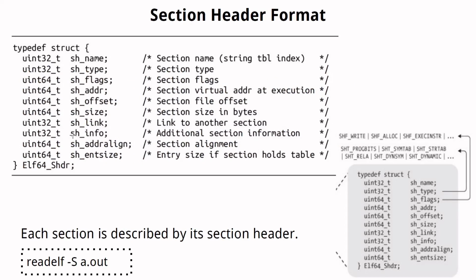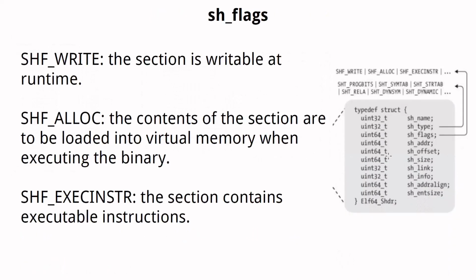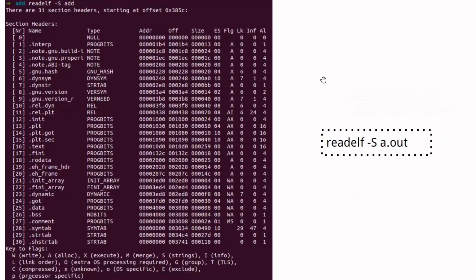So this is the section header format. You can see that there is a section name, section type, some flags, section virtual address, and so on. The flags here, as you can see, can specify that this section can be writable. This section needs to be allocated. This section is executable, right? This one is exec instr, so executable instructions, basically. Then the flags also tell us what this section is. We will skip this.